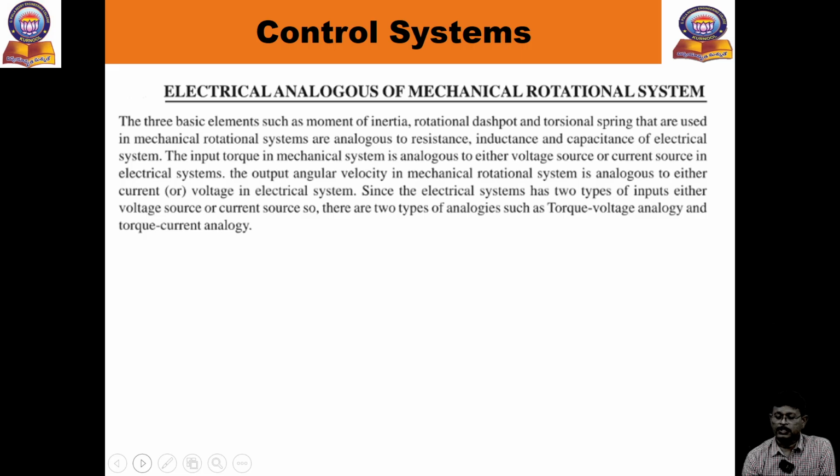Here, in place of force, you will get torque. Only that changes. The same force-voltage analogy you took there, you will get here as the torque-voltage analogy. There you got the force-current analogy, here you will get the torque-current analogy. The common terms are voltage and current; only the change is that there you had force-voltage, here you have torque-current. So in rotational systems, the elements may be moment of inertia, rotational dashpot, and torsional spring.